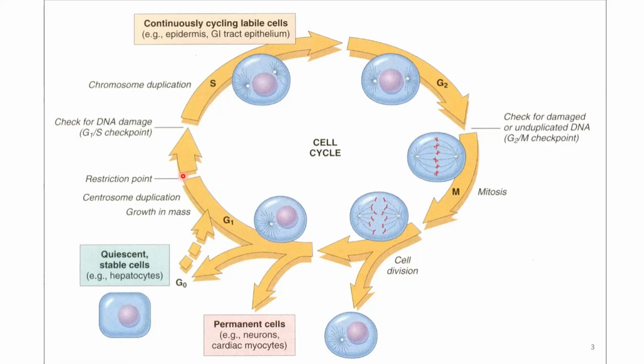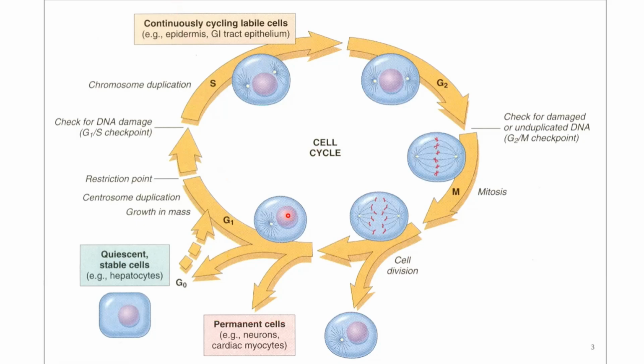There are some checkpoints, that is after G1 and between G2 and M. So if there is any kind of discrepancy, the cell will not go ahead with the cell cycle. It will not replicate, but instead it undergoes what is called apoptosis or cell death. So apoptosis is a programmed cell death, where when there are such kinds of discrepancies, the cell is killed by the body itself.